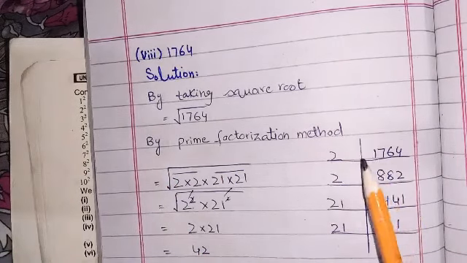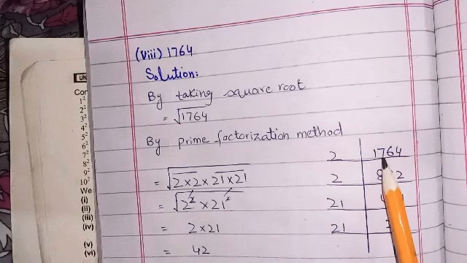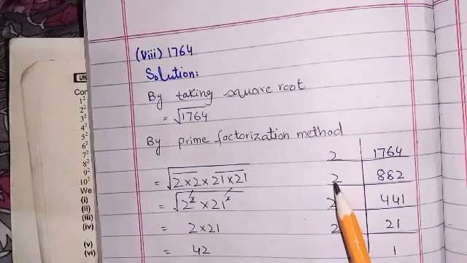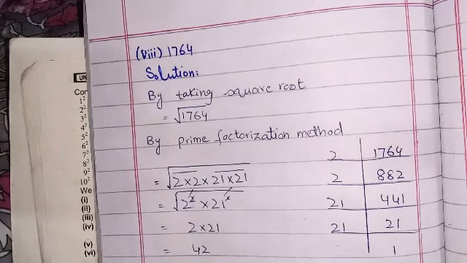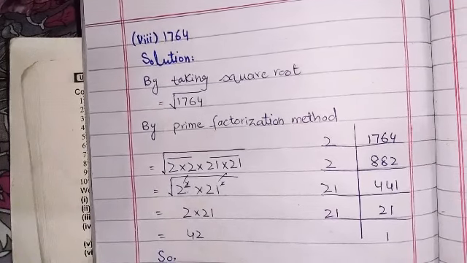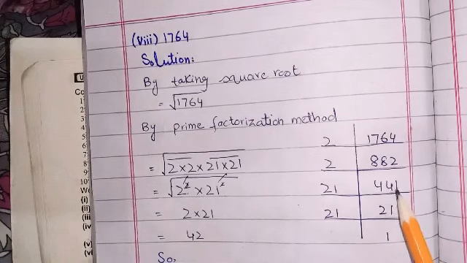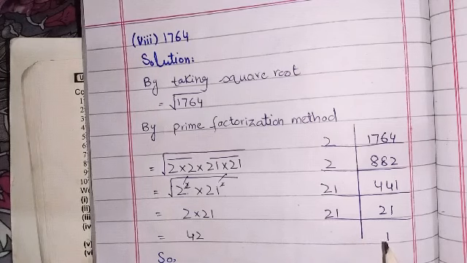Here it is. When we divide 1764 with 2 we got 882. When we divide 882 with 2 we got 441. Students, this number now we will divide with 21. 21 21s are 441, and when we divide 21 by 21 we got 1.